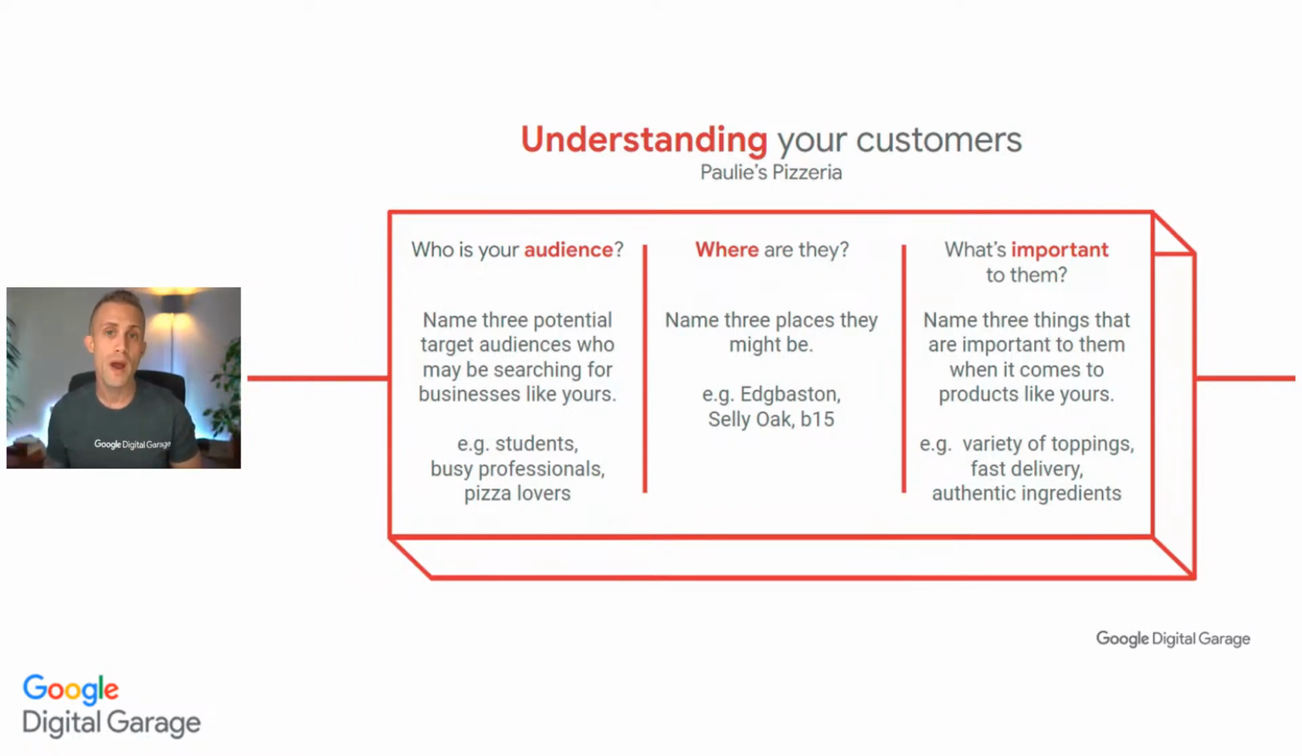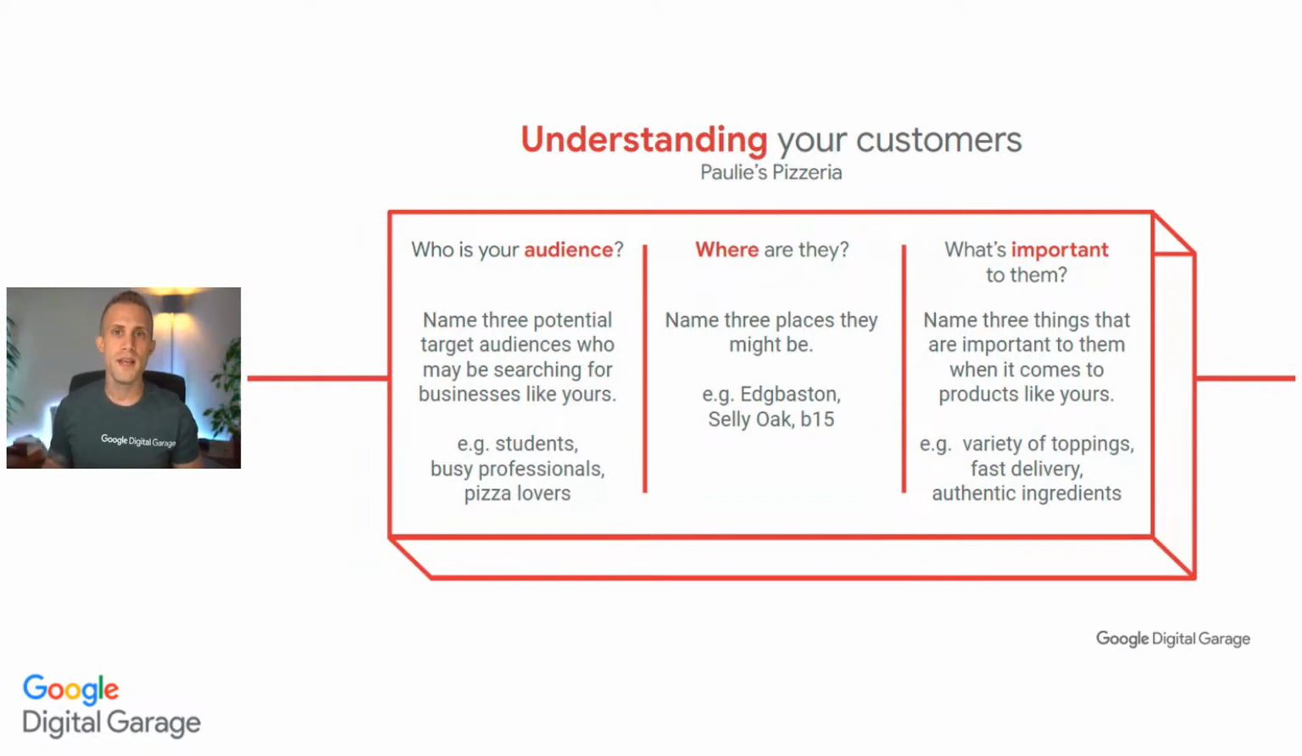Then we jump into, where are they? Well, the pizzeria is located in Birmingham, so Edgbaston is the place to go. But when we're thinking about the places that they are located, not only can we think about the city, we can think about the postal code, we can think about that general area, and there's lots of different words that we can use to reference a specific location in the world. So keep that in mind.